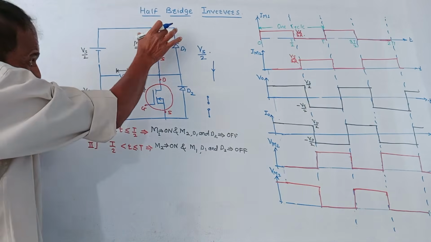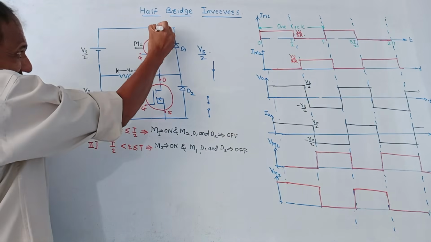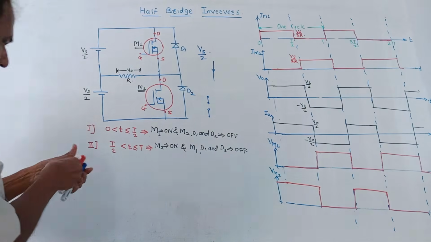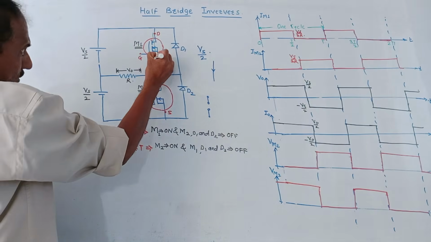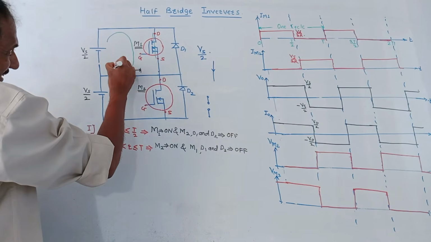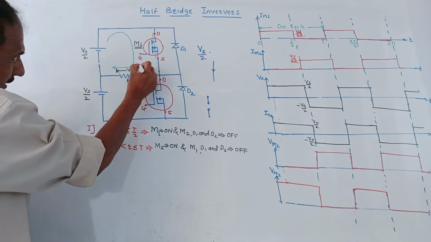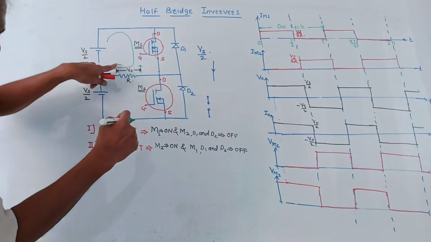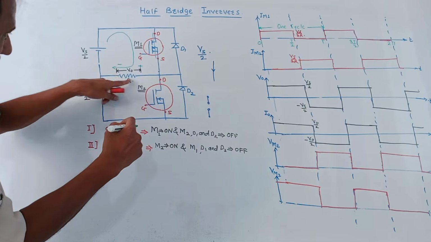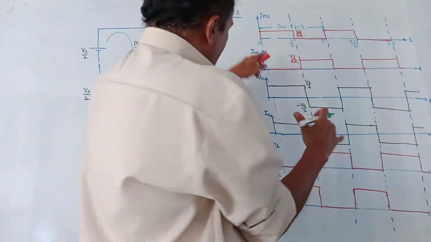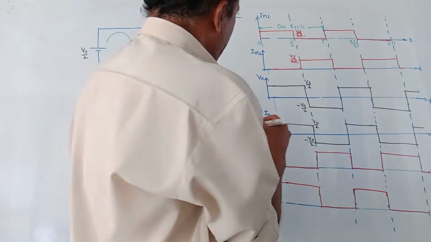Since M1 is on, it is replaced by a short circuit, so the current will flow like this. Through this load, the current from this terminal will be treated as positive to negative. That will be the voltage across V0. About the waveforms, we are talking about 0 to T by 2.